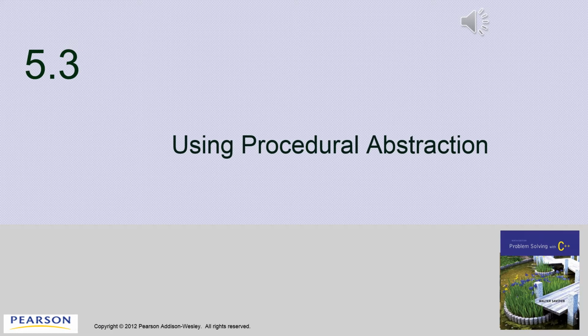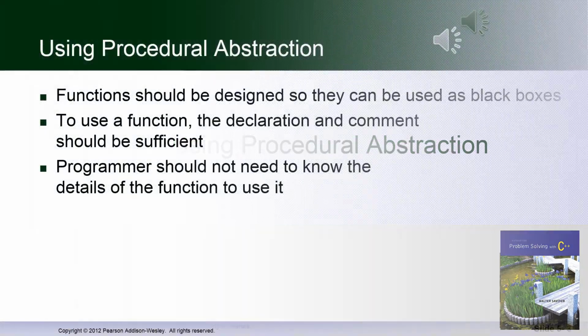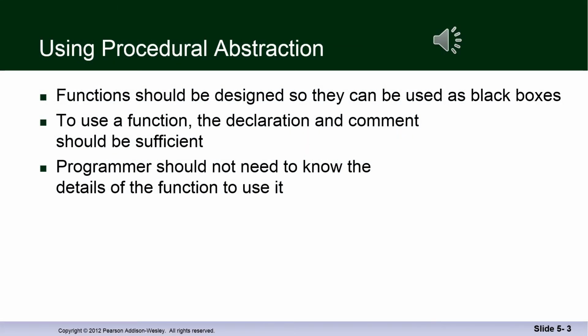Section 5.3 focuses more attention on using procedural abstraction. We'll continue to talk about the black box analogy and information hiding. It is a very useful concept, especially in the arena of reusable code. This should be a review for you.